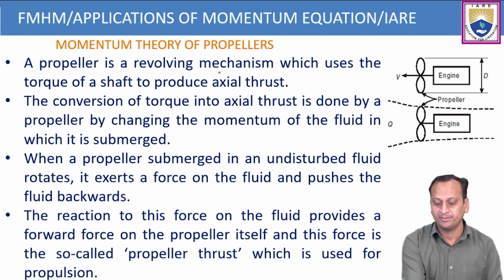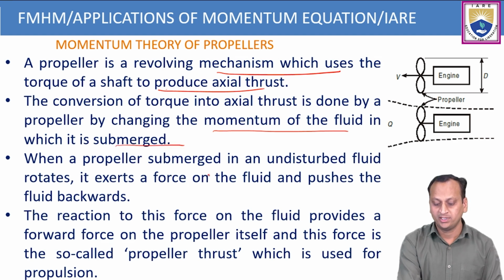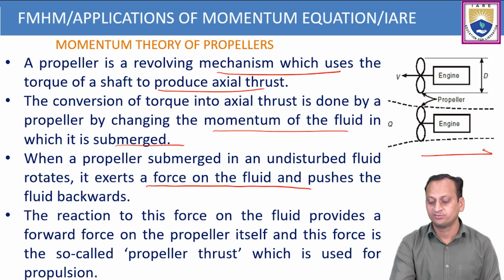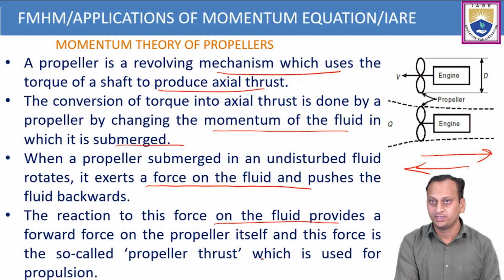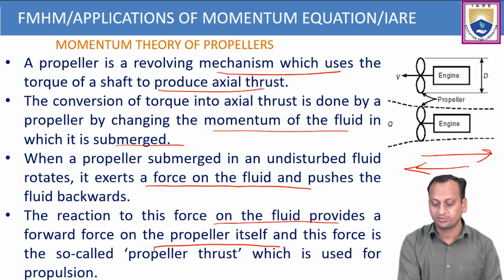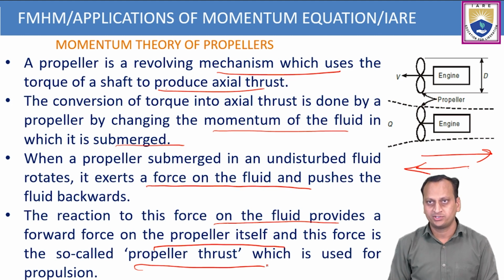A propeller is a mechanism which uses torque to convert into axial thrust. Axial thrust is produced by a propeller by changing the momentum of the fluid in which it is submerged. When a propeller submerged in an undisturbed fluid rotates, it applies a force on the fluid and pushes the fluid backwards, while at the same time the device moves in the forward direction. The reaction to this force on the fluid provides a forward force on the propeller itself, and this force is called the propeller thrust, which is used for propulsion.